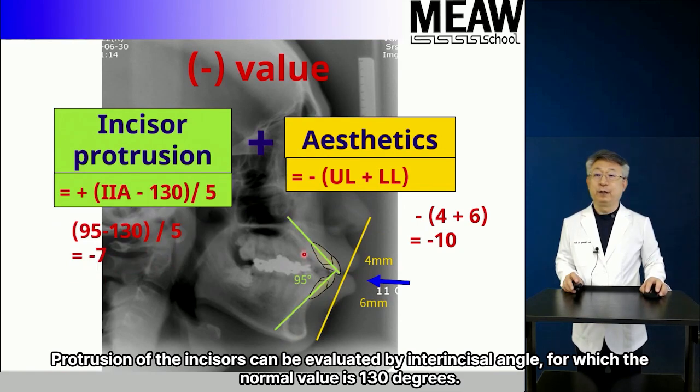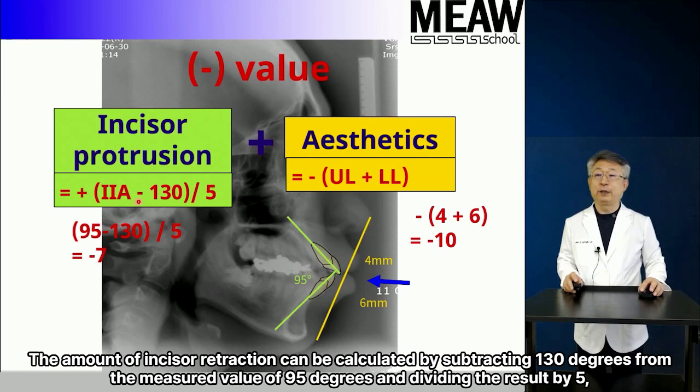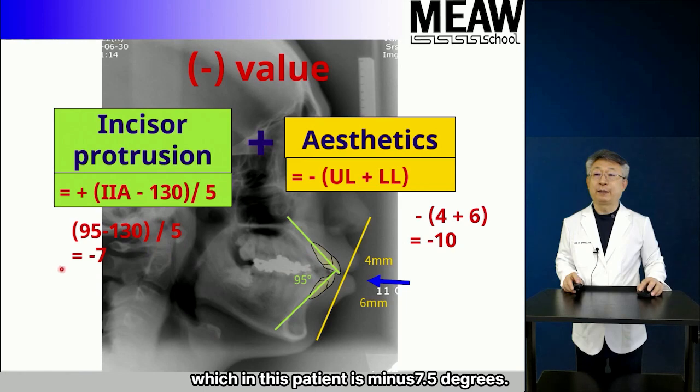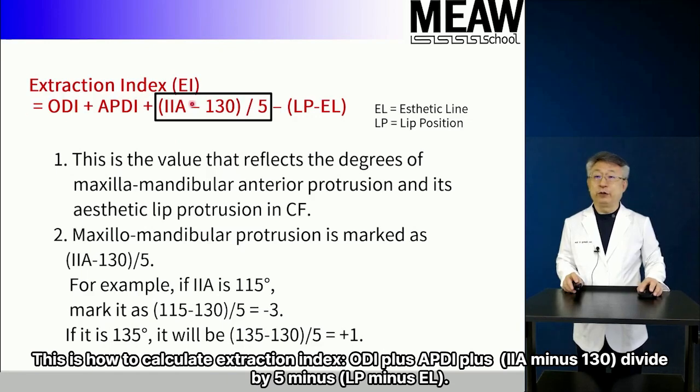Protrusion of the incisors can be evaluated by interincisal angle, for which the normal value is 130 degrees. The amount of incisor retraction can be calculated by subtracting 130 degrees from the measured value of 95 degrees, and dividing the result by 5, which in this patient is -7 degrees. This is how to calculate extraction index: ODI plus APDI plus (IIA minus 130) divided by 5 minus LP minus EL.